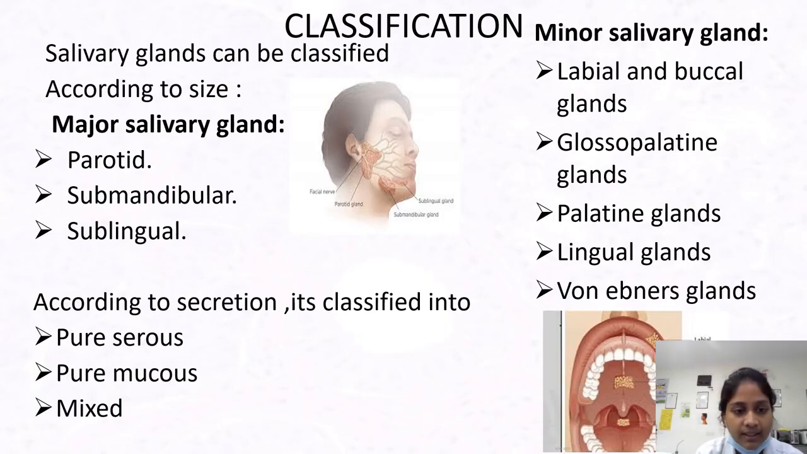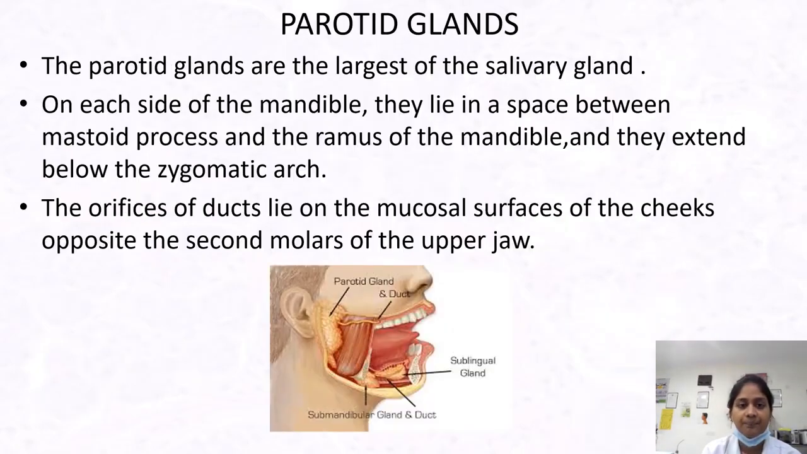Coming under the classification, the salivary glands can be classified according to size as major and minor salivary glands. The major salivary glands include the parotid, submandibular and sublingual. The minor salivary glands include labial and buccal glands, glossopalatal glands, palatine glands, lingual glands and Von Ebner glands. According to their secretion, they are classified into pure serous, pure mucous and mixed.